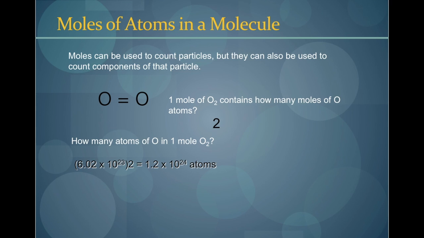So it's 6.02 times 10 to the 23rd. That's the number of atoms in a mole. And then there's going to be twice as many of them. So that's 1.2 times 10 to the 24 atoms.